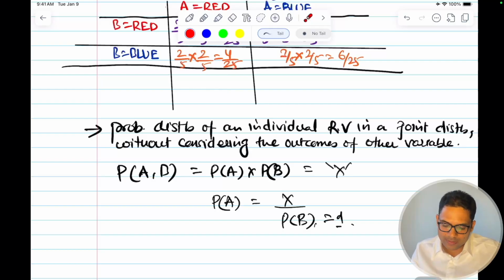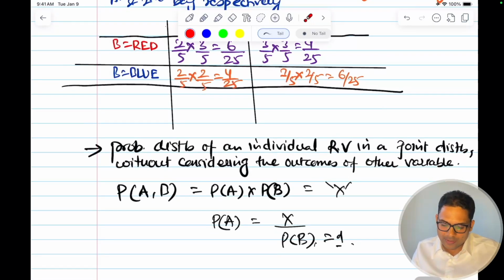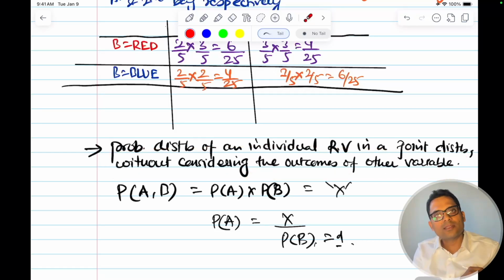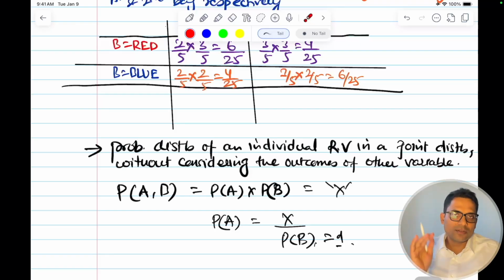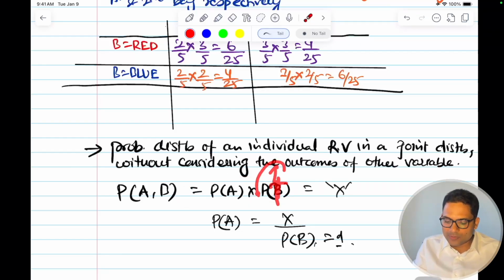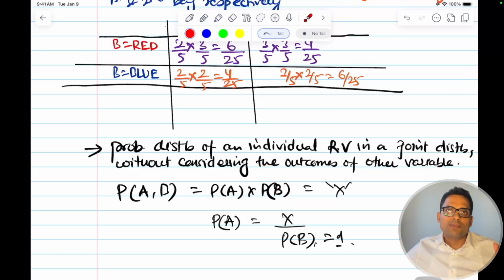So this is what I'm trying to explain: without considering the outcomes of the other variable means that the other variable doesn't exist, or even if it exists, the probability of having that is always 1. If I have the joint distribution of both of them, and I make the other one 1 somehow, by considering all the possible outcomes of this variable, then the probability of this will become 1. So whatever value I get will be the probability of A.